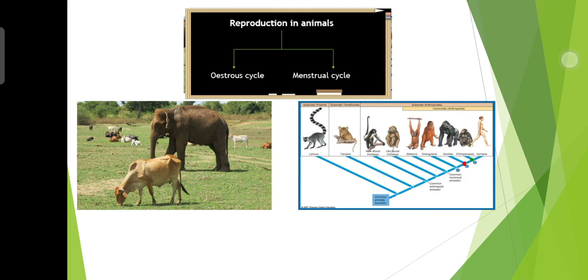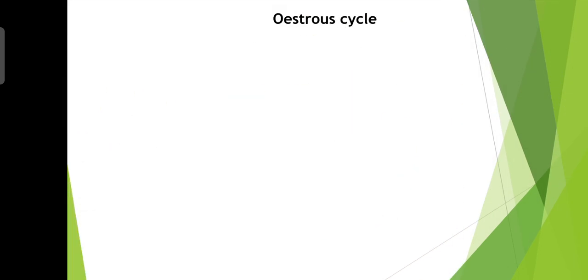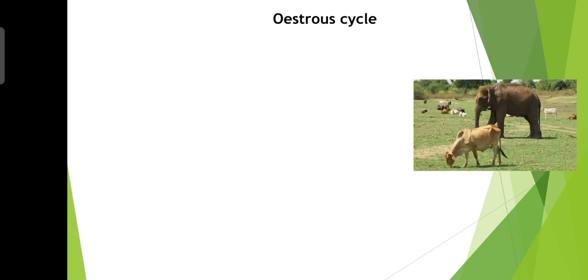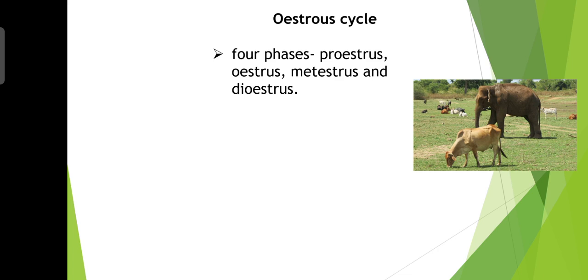Okay, now we will study the estrous cycle. As I told earlier, the estrous cycle is noticed among non-primate sexually matured females, for example, right from the mice up to the elephant. In the estrous cycle, there are four phases: proestrus, estrus, metestrus, and diestrus. But for our understanding, we shall divide it into two phases here.